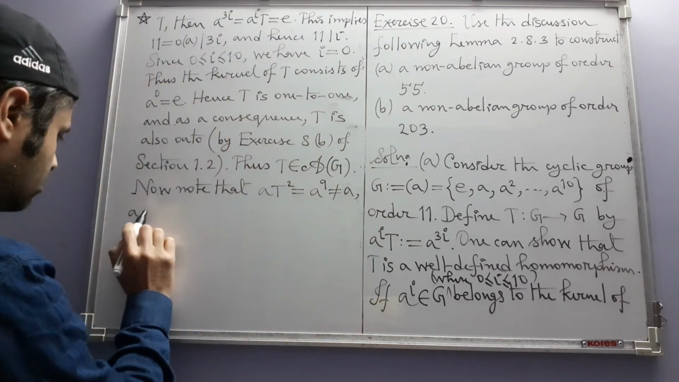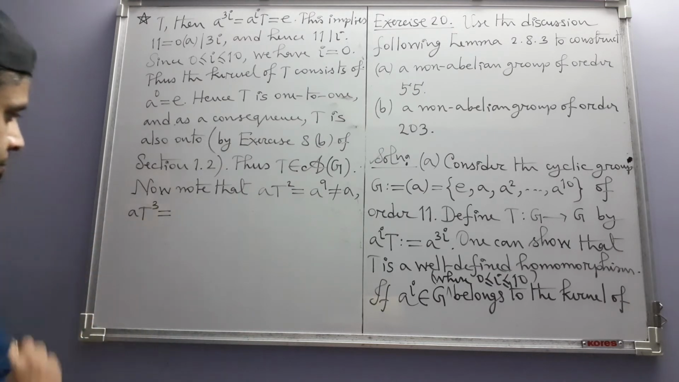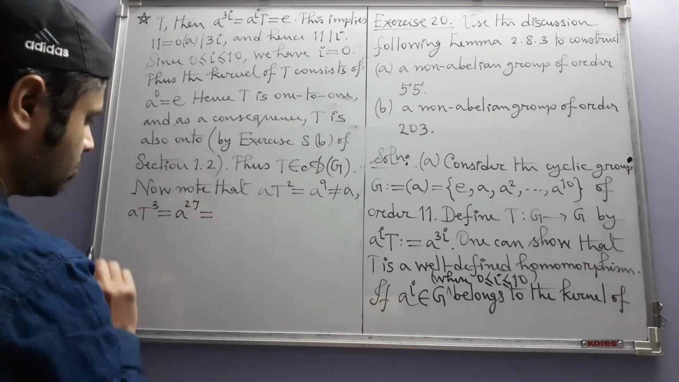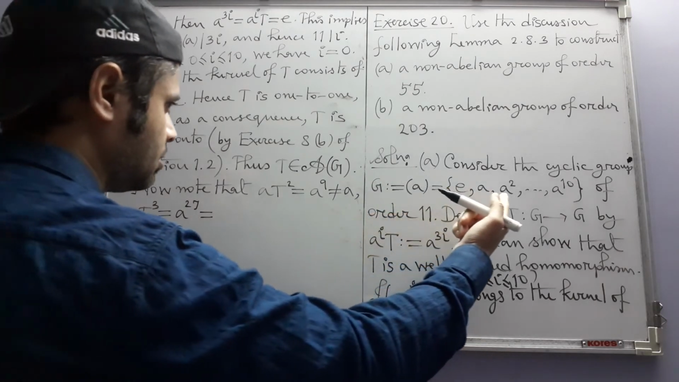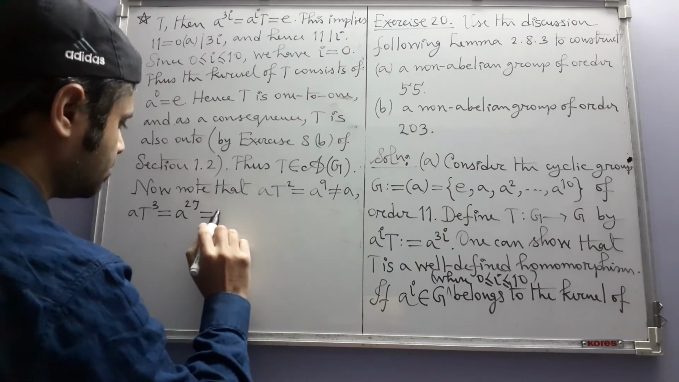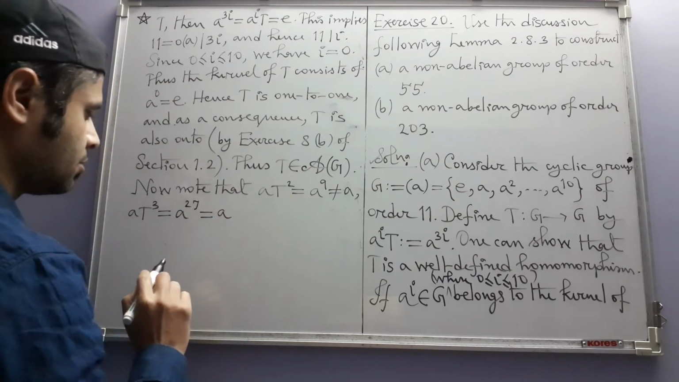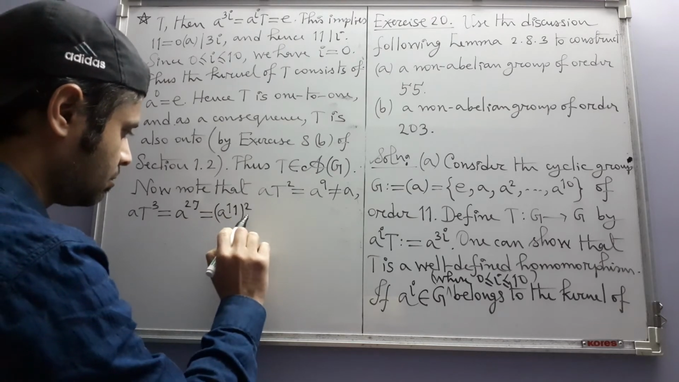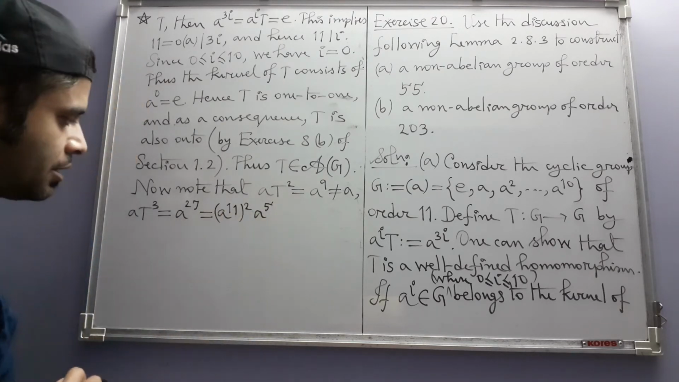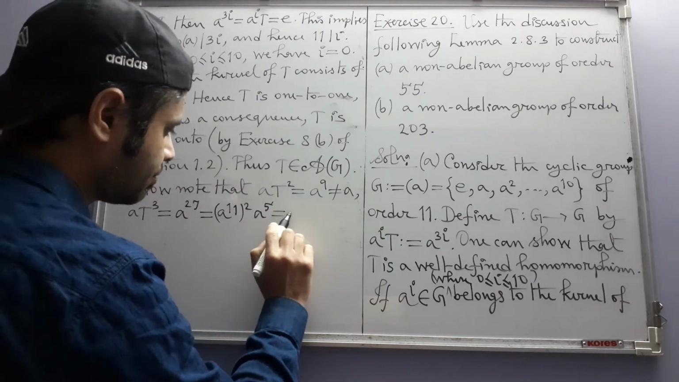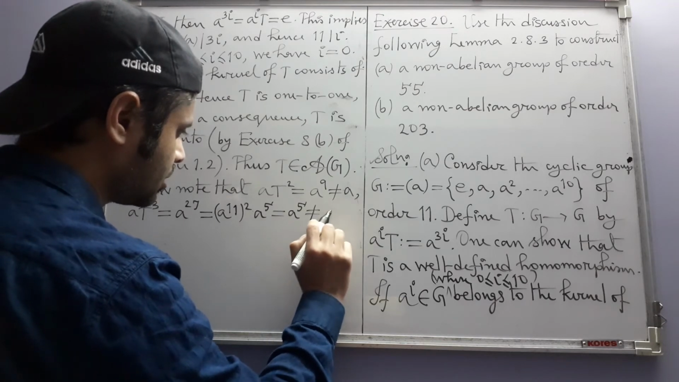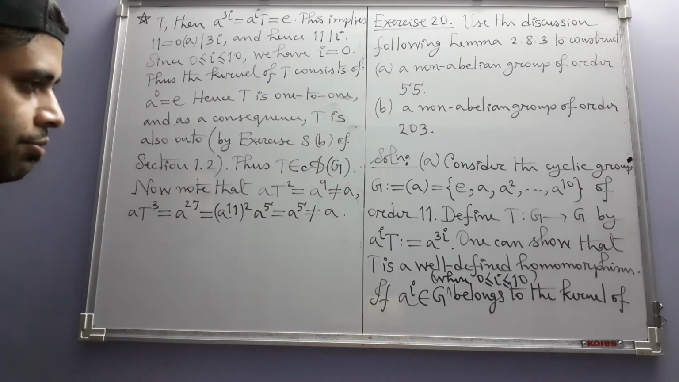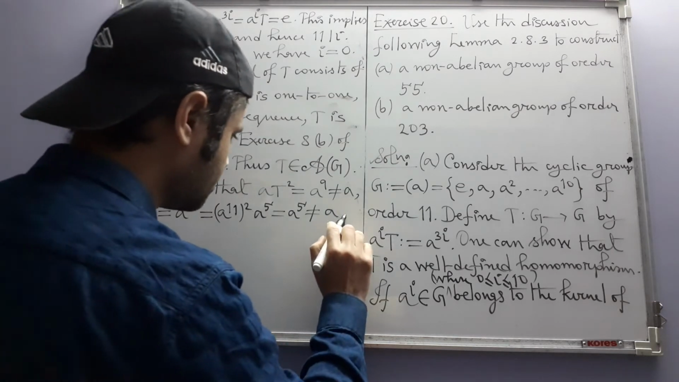Like that, A T cube will be A to the power 27. You can see that because the order is 11, so A to the power 11 whole square, let me show at least this one, times A to the power 5. Now this becomes identity, so we are left with A to the power 5, and that is also not equal to A. So just like T square, T cube also fails to keep A fixed. So T cube cannot be the identity automorphism.